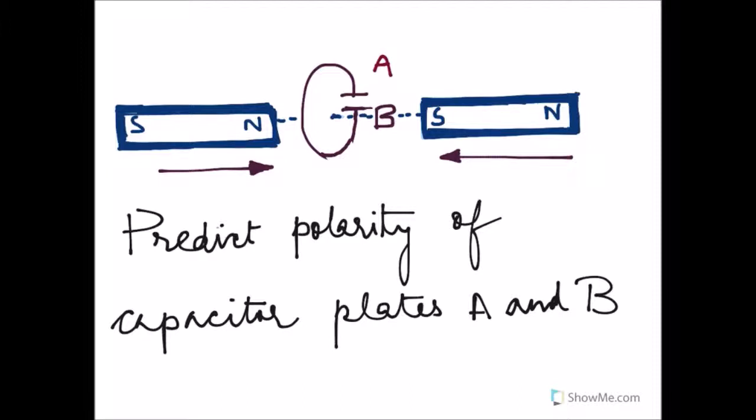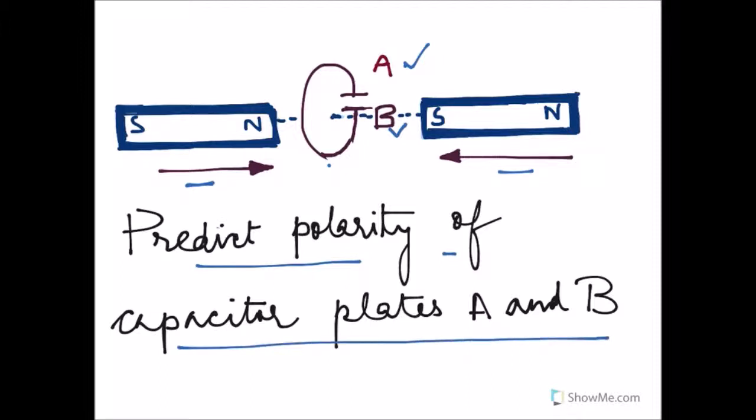Here we have two bar magnets, one on the left and one on the right of this loop which has a capacitor. A and B are two plates of the capacitor. Here we need to predict the polarity of the capacitor plates A and B as we move the bar magnets 1 and 2 towards the loop.